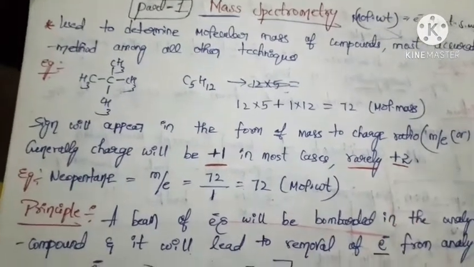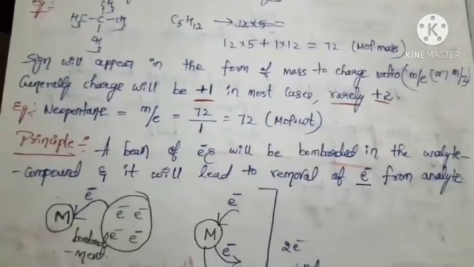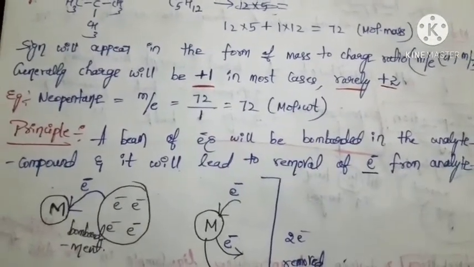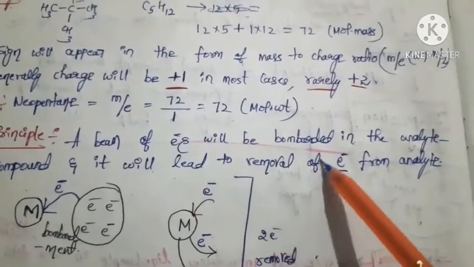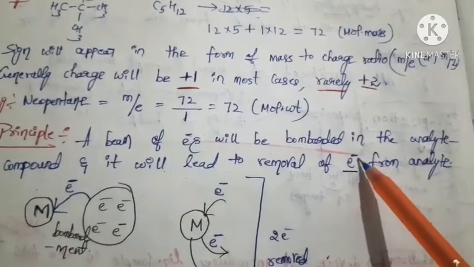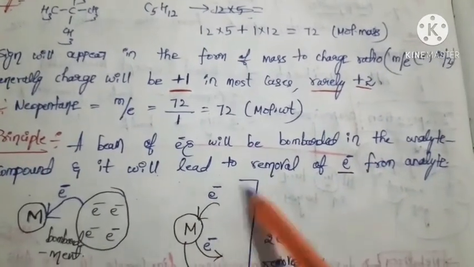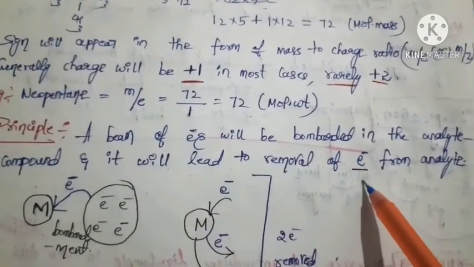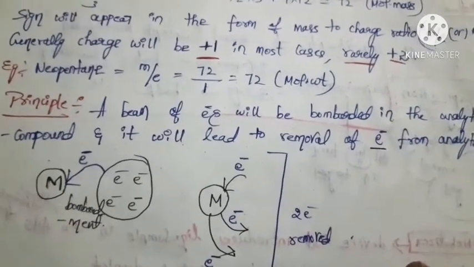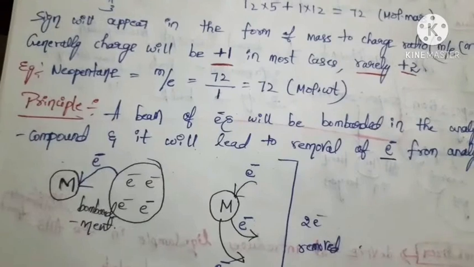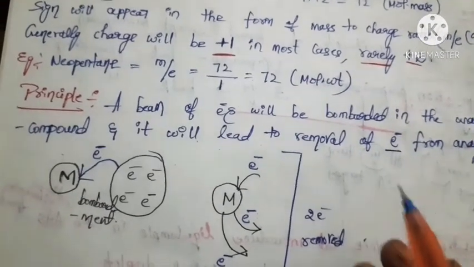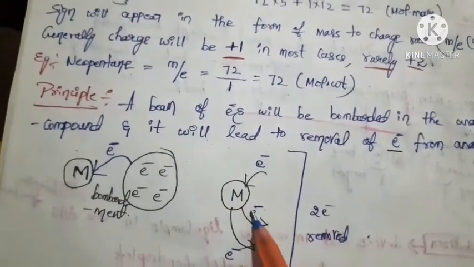Next, let us see the principle friends. The principle is very important. See, a beam of electrons will be bombarded on the analyte compound and it will lead to removal of an electron from the analyte. I want to make this very easy for you to understand, that's why I have represented this in this manner.